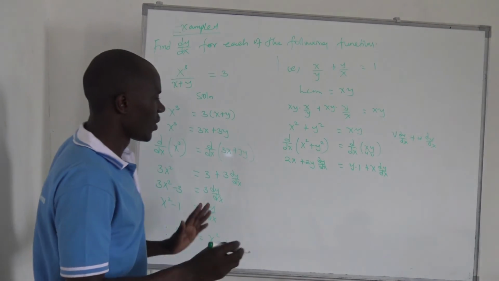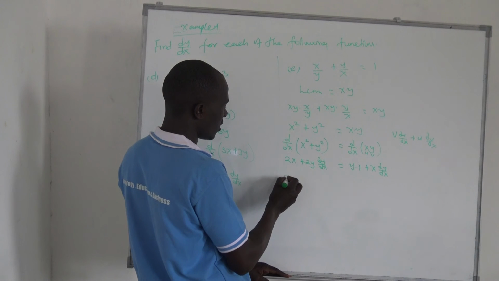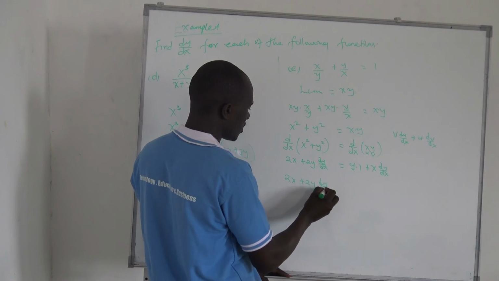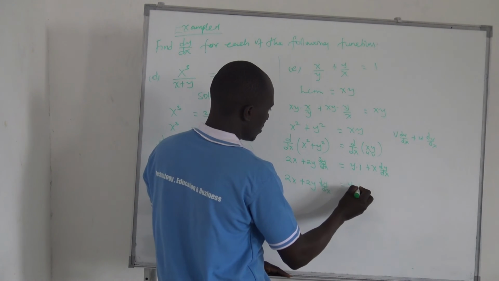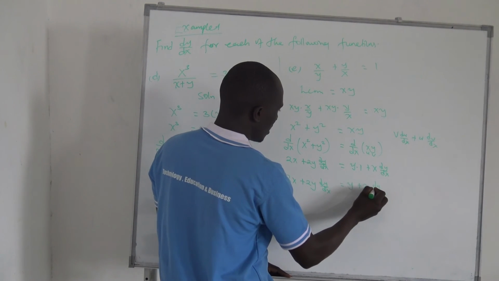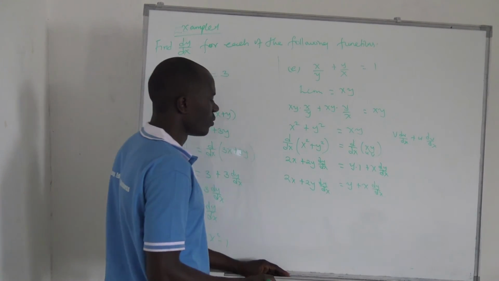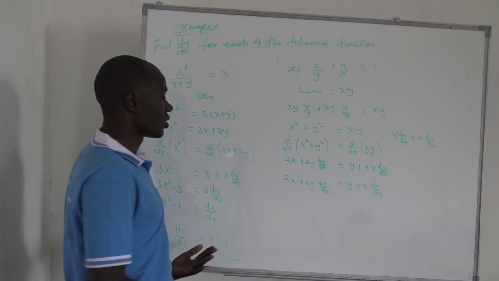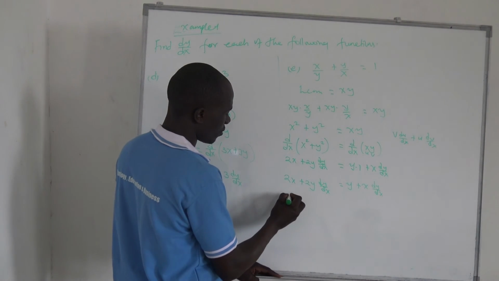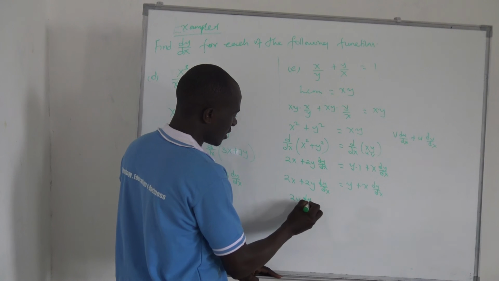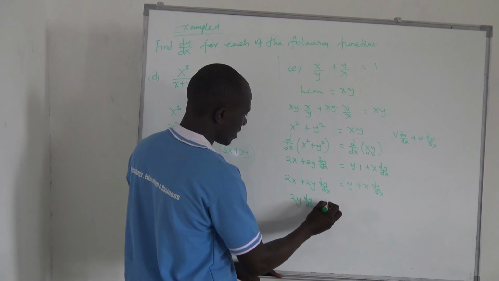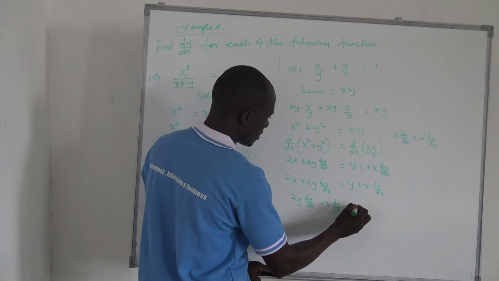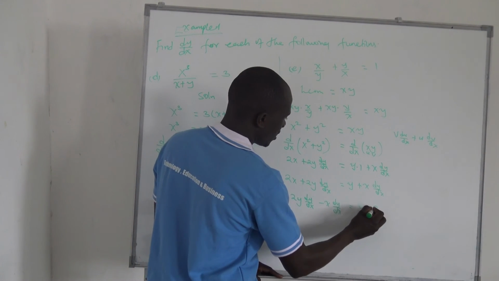You can see how the thing is moving on. So what do we get? We get 2x plus 2y dy dx equals y plus x dy dx. Now what do we do? Those with dy dx, bring them together, and those with no dy dx also bring them together. So we are going to have 2y dy dx minus x dy dx equals y minus 2x.